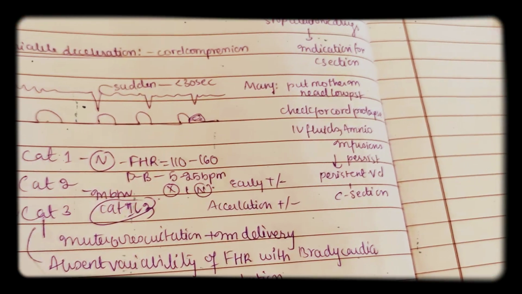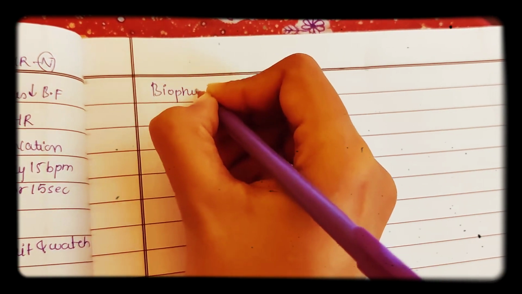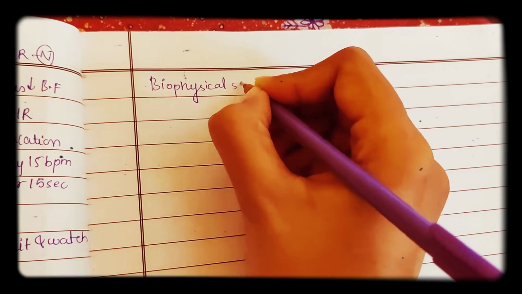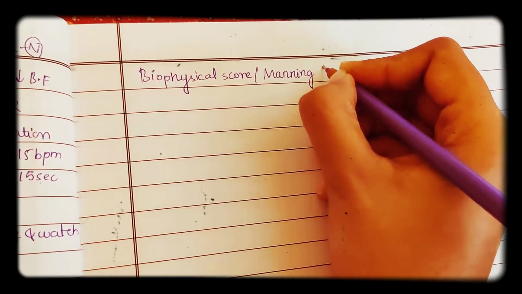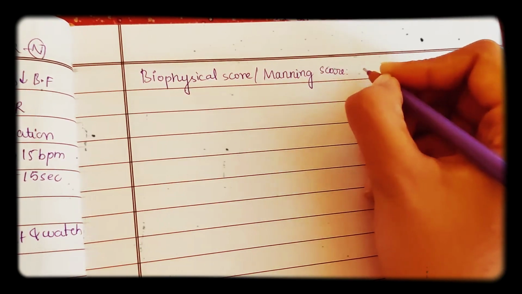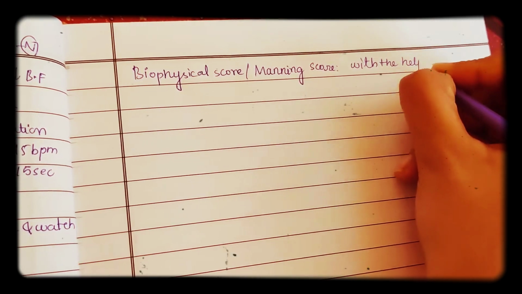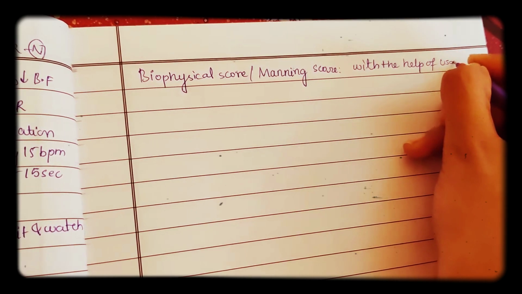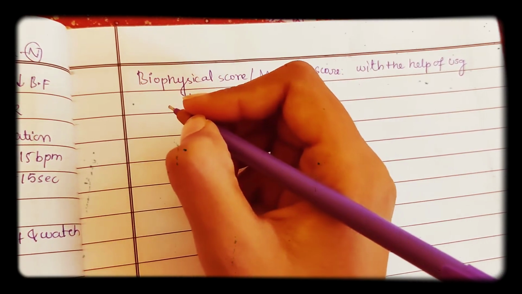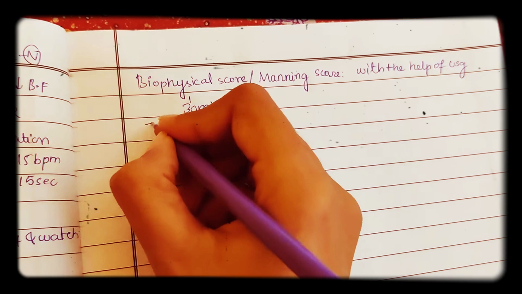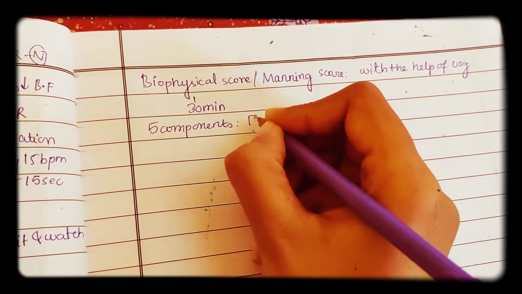So what is biophysical score? This biophysical score, also called the Manning score, is done with the help of USG, and it is done over 30 minutes. Now coming to the 5 components of this biophysical score. The first one is fetal tone.